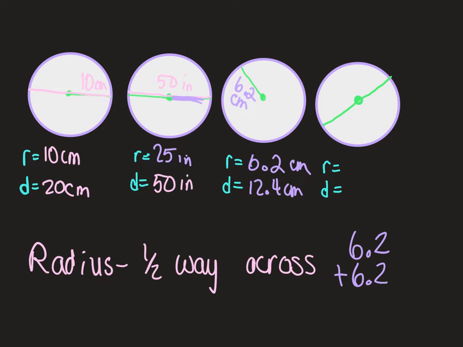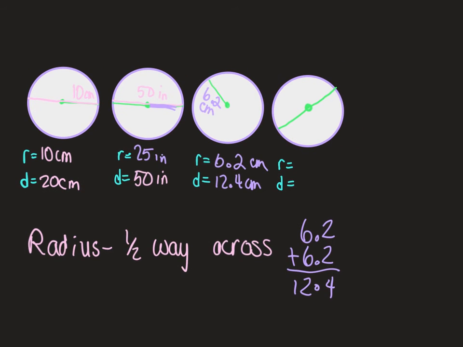Now that one I was able to do mental math, but if you want me to show you, we can do 6.2 plus another 6.2, or we could do 6.2 multiplied by 2. We want all the way across. I get 124 and I count one place, so I put my dot here so that I have one place behind the dot. All right, let's do another one.